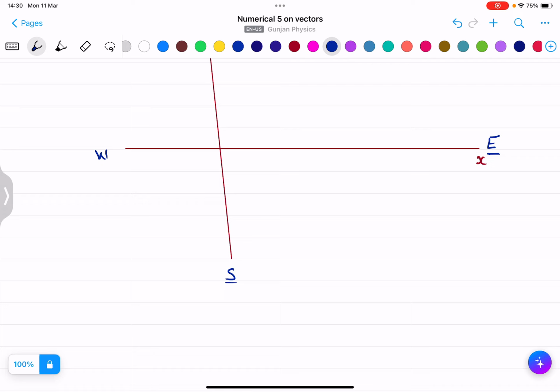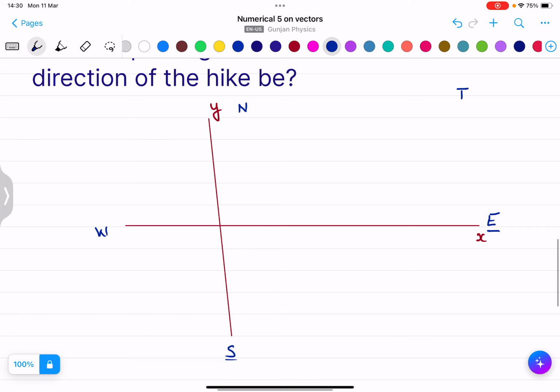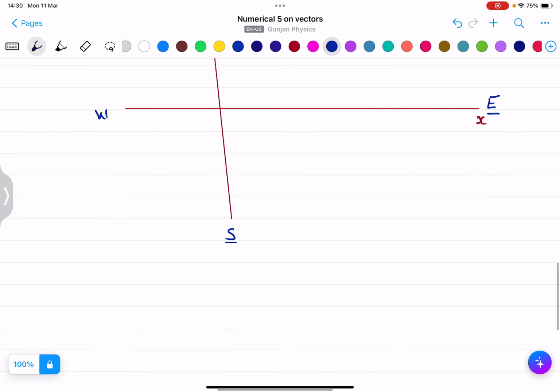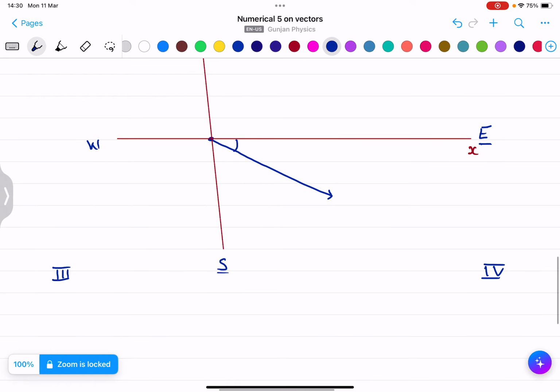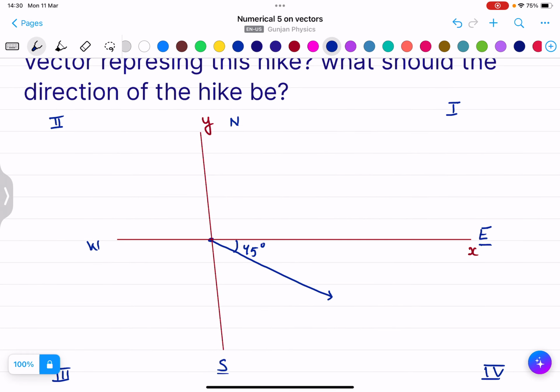So that means the hiker is moving in the fourth quadrant. This is my fourth. So here, this is my first quadrant. This is my second quadrant. This is my third quadrant, and it is my fourth quadrant, right? So the hiker is moving, starting from origin, in the southeast direction. So this is the angle. Now the thing is, there is no angle given. So if it is given southeast, that means it is making 45 degrees with the x-axis, right? If it is saying northeast, then we will make a vector here. It will be 45 degrees if there is no angle given, okay?